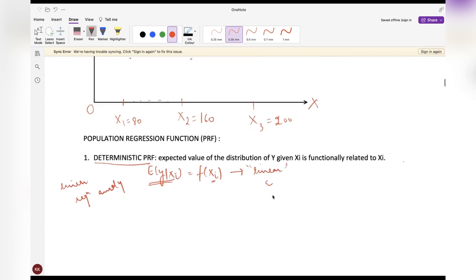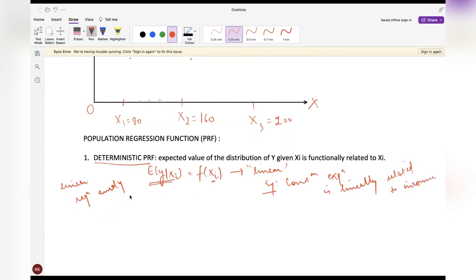So let's take an example here. Let's say we can say that our consumption expenditure is linearly related to our income.